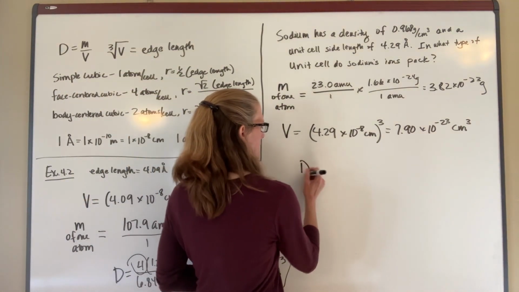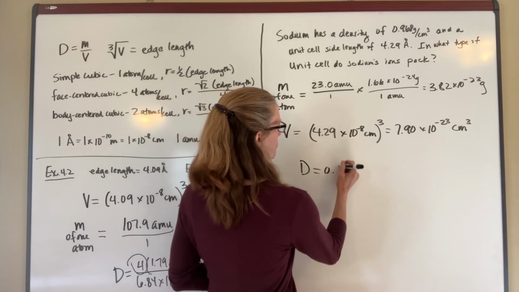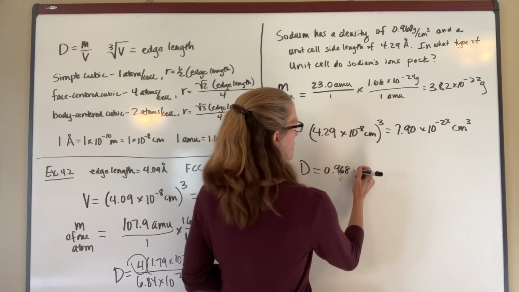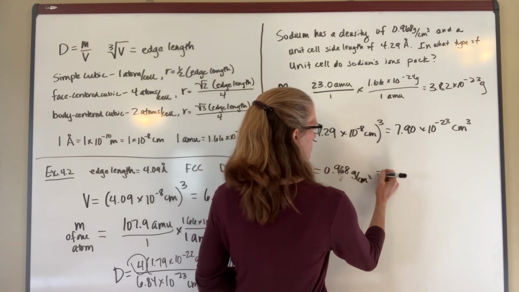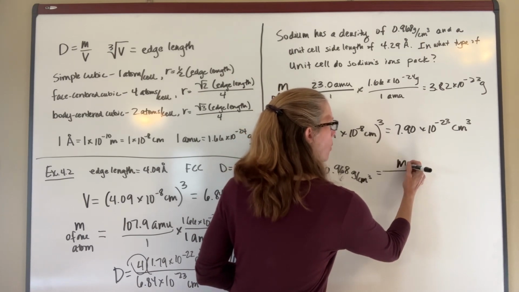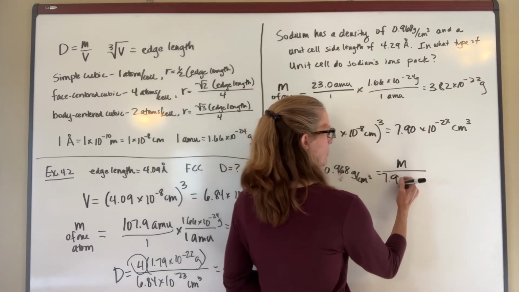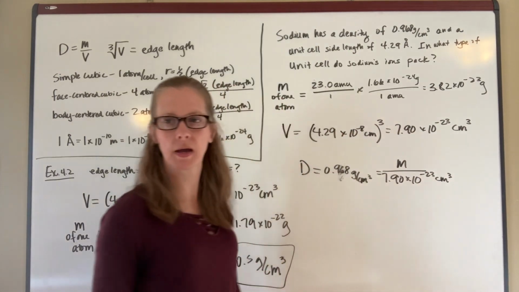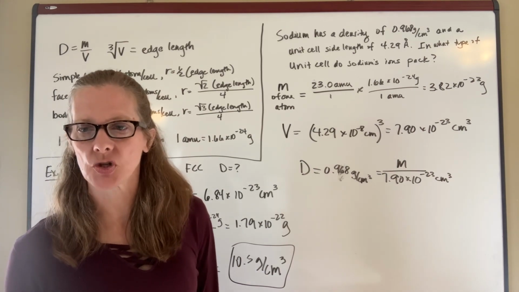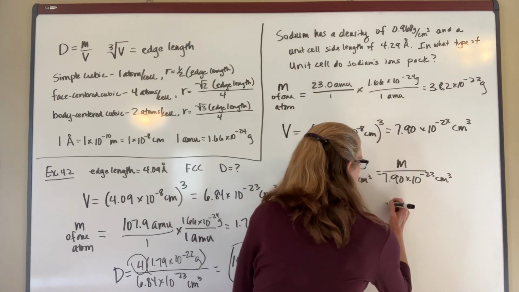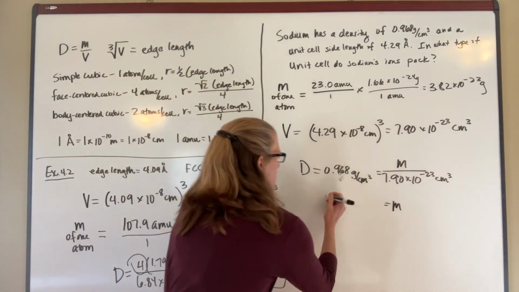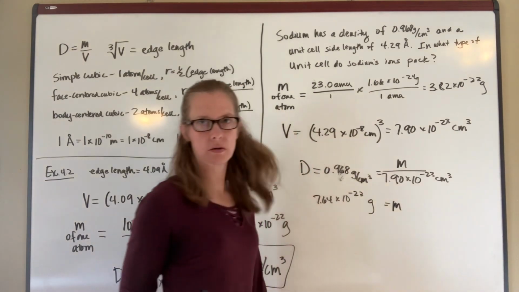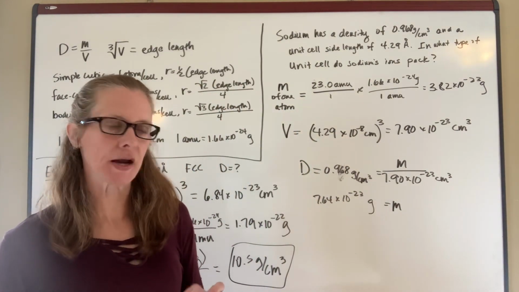So my density is 0.968 grams per cubic centimeter. I don't know what the mass of the whole cell is, but I do know that the volume is 7.90 times 10 to the minus 23rd cubic centimeters. Okay, so when I multiply those two together and solve for mass, I'm going to get a mass of 7.64 times 10 to the minus 23rd grams. So that's how much mass is in the entire cell.